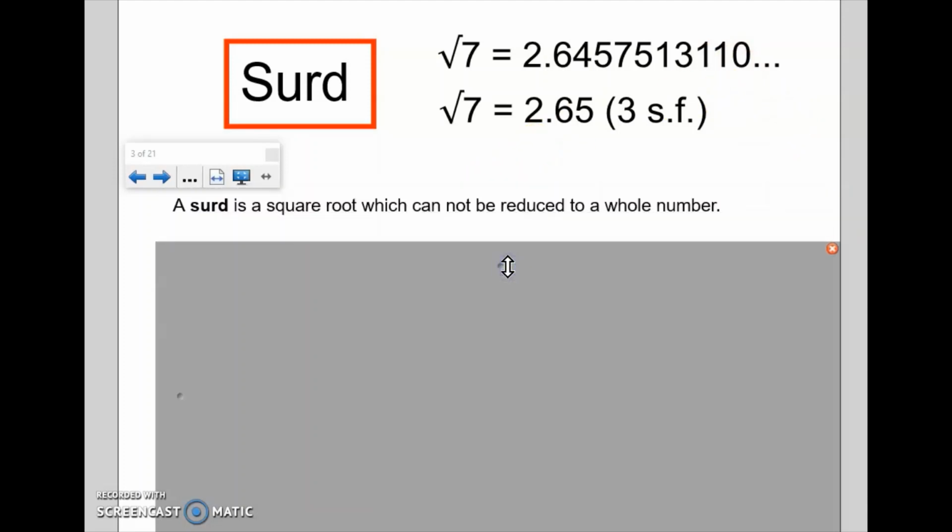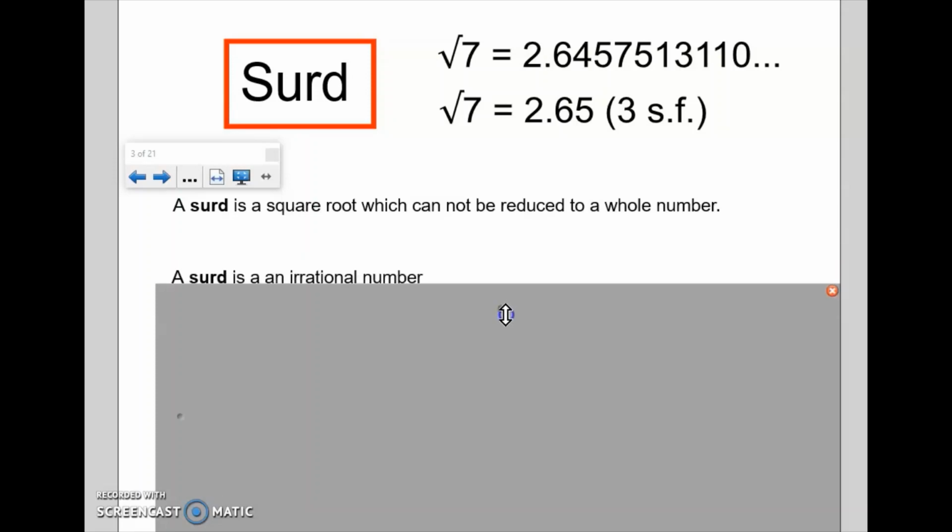A surd is a square root which cannot be reduced to a whole number. So square root of 7 would be a surd. Square root of 3 would be a surd. Any square root sign which has a number underneath it that cannot be reduced to a whole number.